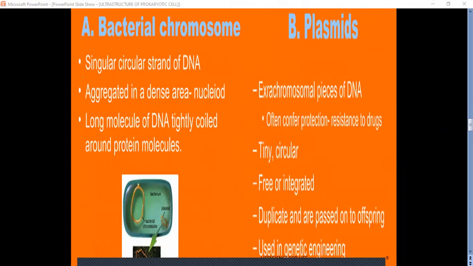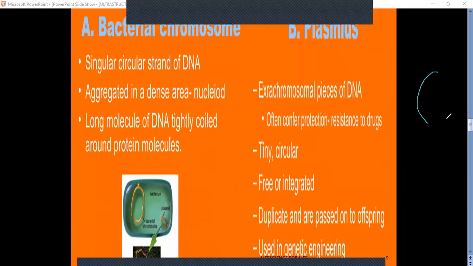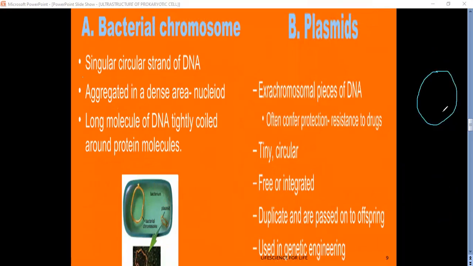Now we will enter into the bacterial chromosomal structure. The prokaryotic cell doesn't have a nucleus. It has DNA, the bacterial chromosome, which is called naked DNA because it is not surrounded by anything. That's why we call it naked DNA. And this DNA is a single circular strand of DNA.